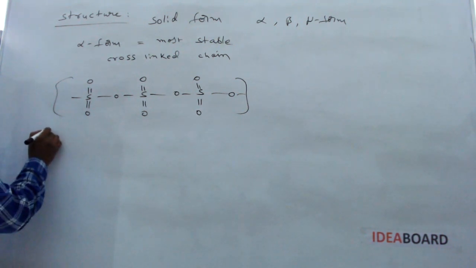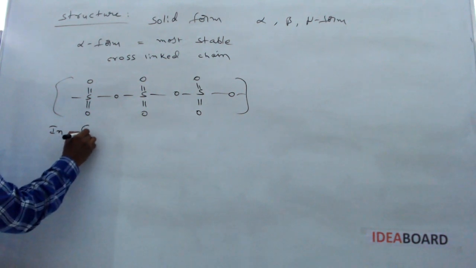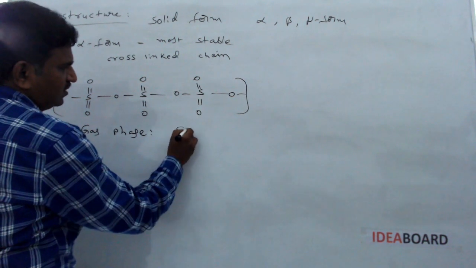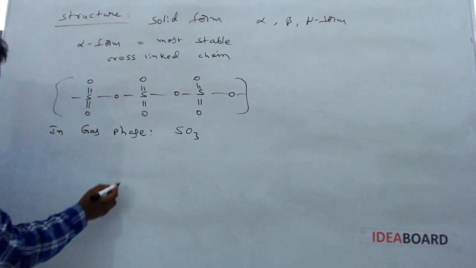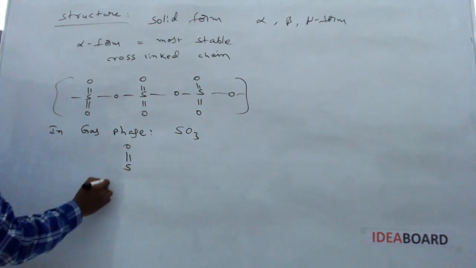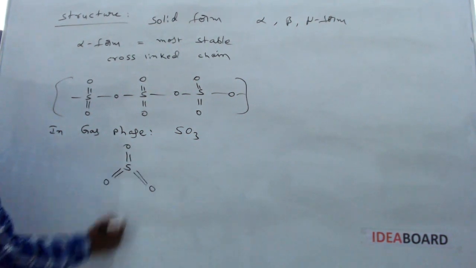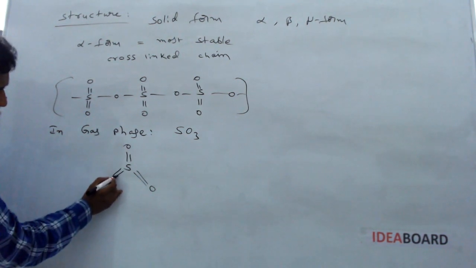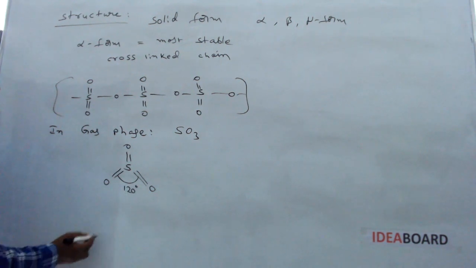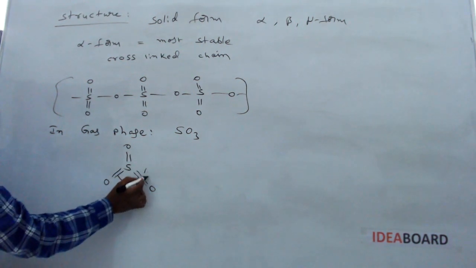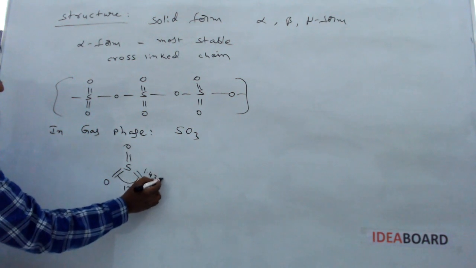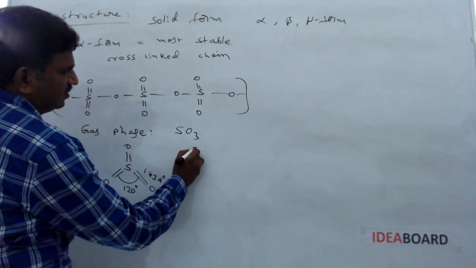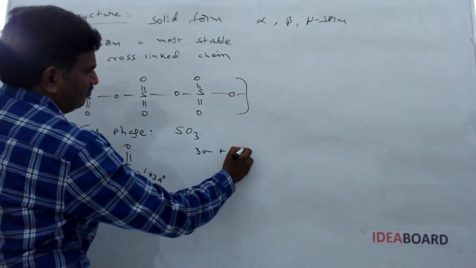And second one, if it is in gas phase, then SO3 exists as individual discrete molecules in which it is having sp2 hybridized sulfur atom. Here this sulfur is sp2 hybridized, and the bond angle is 120 degrees, and the bond length between sulfur and oxygen is 1.43 angstrom units. And the next one, sulfur trioxide is having 3 sigma bonds plus 3 pi bonds.